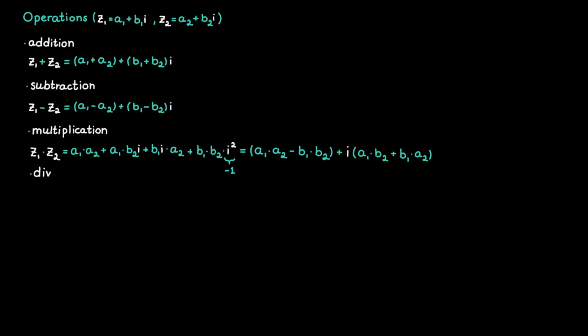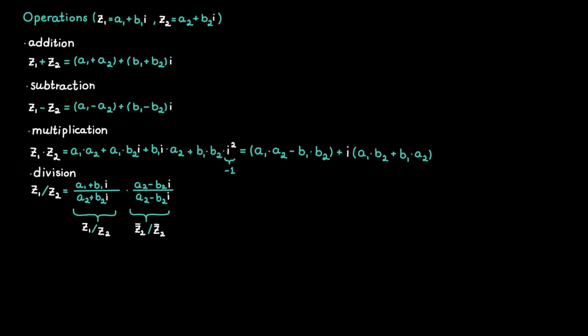The last thing is division. Let's say we have C1 divided by C2. So that is going to give us A1 plus B1 times i divided by A2 plus B2 times i. But we're not done here. What we want to do is to avoid having a complex number in the denominator. And we can fix that by multiplying with the complex conjugate of C2 on the top and bottom here. And if we do that and write out the expression, we get the following.